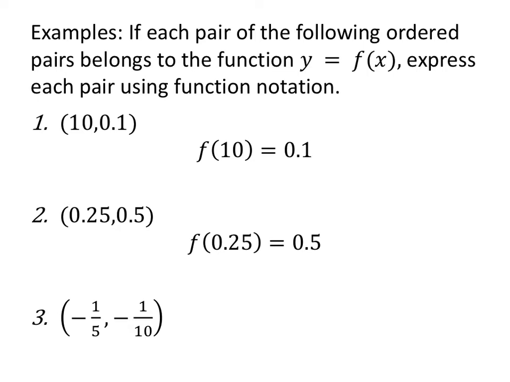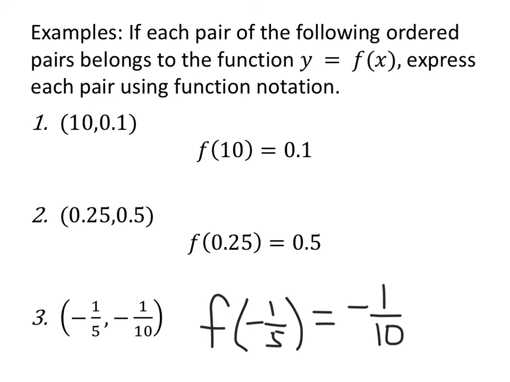If you want to give number 3 a shot, hit pause. Alright, well, if you came back, hopefully you came back, f of negative 1/5 equals negative 1/10. That's it. That's all there is to function notation. The input is the x value, the output is the y value.